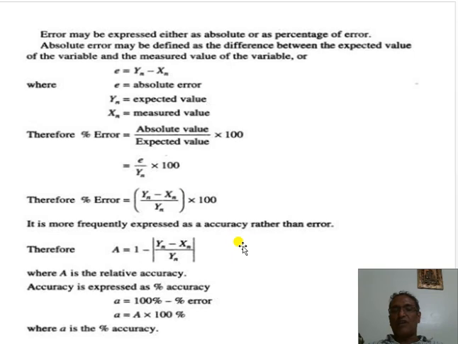Then the relative accuracy equation is given by A = 1 − |y(n) − x(n)| / y(n), where A is called the relative accuracy, or simply accuracy. The accuracy is expressed in terms of percentage of accuracy. The percentage accuracy is given by a = 100% − percentage error. That is, a = A × 100%, where a is called the percentage accuracy.